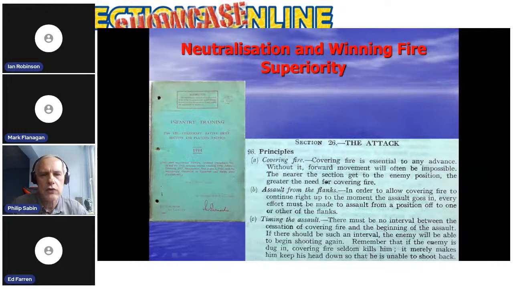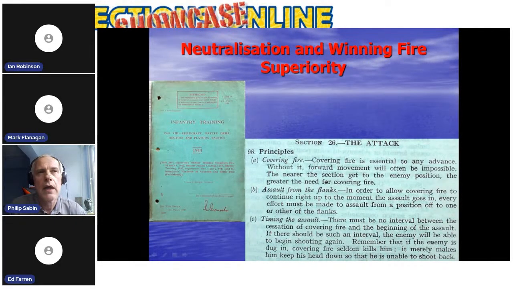You just read through what is said there about the importance of covering fire, about the way in which when you're under fire, you fire back in order to gradually regain fire superiority, hoping that you're not outnumbered. And that will then enable part of your attacking group, advancing group, to be able to move forward and close with the enemy. The key sentence, I think, is the last one there. Remember, if the enemy's dug in, covering fire seldom kills him. It merely makes him keep his head down so that he's unable to shoot back.